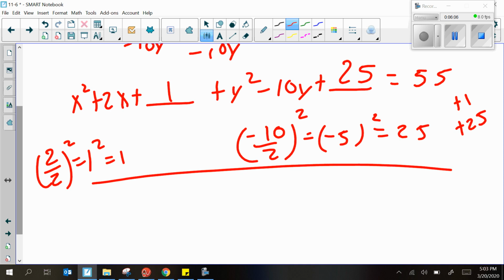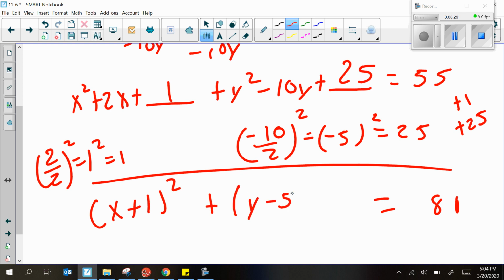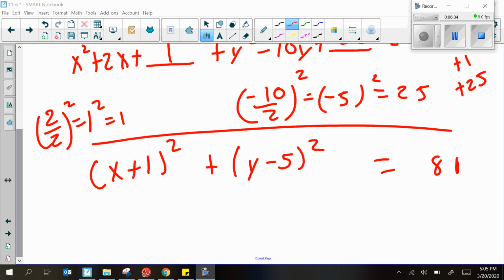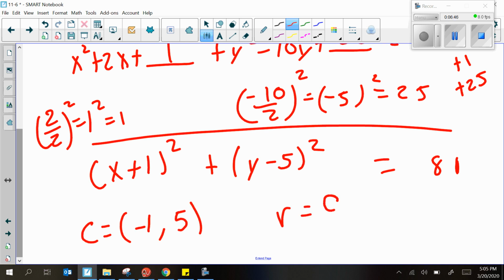So on the right here, because I'm adding both of those, I will have, let's see, 81. And then on the left, I have to actually factor. So this will be x plus 1 squared. And my other factoring will be y minus 5 squared. All right, so my center is negative 1, 5, and my radius is 9.